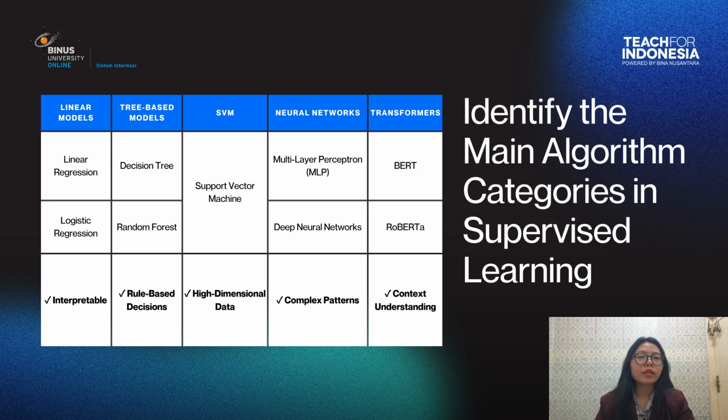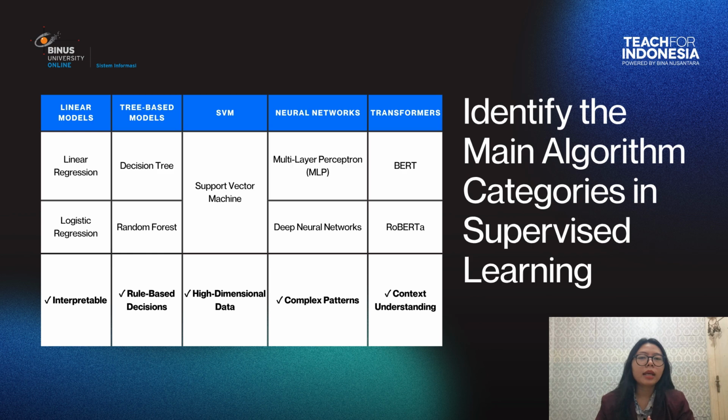And the final category is transformer-based models such as BERT and RoBERTa. These models have gained significant attention, particularly in natural language processing tasks. Unlike traditional approaches, transformers can capture contextual information within text, allowing them to better understand the meaning of words and sentences based on their surrounding context. This capability has led to major improvements in tasks such as text classification, question answering, and language understanding.